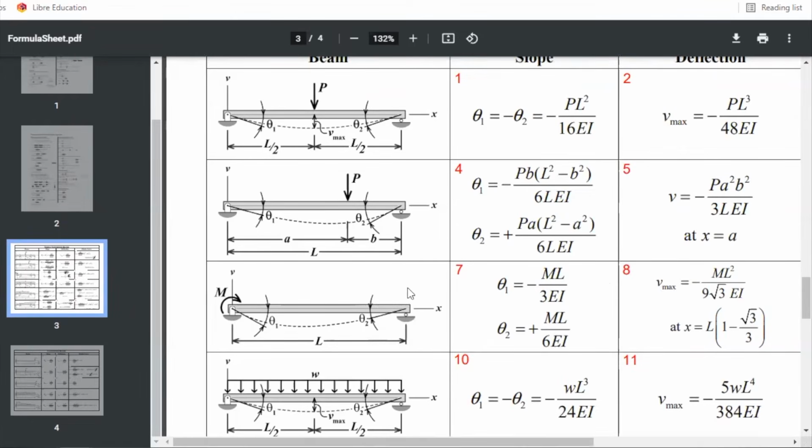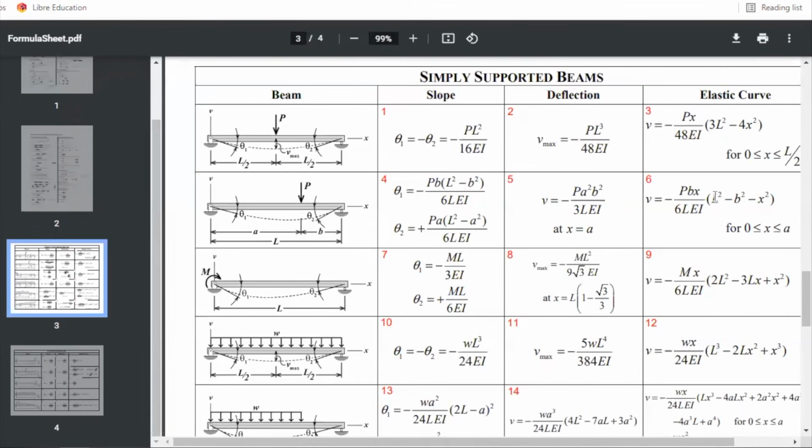We are interested in determining the deformation at a certain point, which is not necessarily the maximum deformation. So I'm going to use the elastic curve, which gives the deformation at an arbitrary point specified with distance of x. X is the coordinate of the point at which we want to determine the deformation. But there is one important condition that we have talked about before. This equation is valid only if x is between 0 and a.